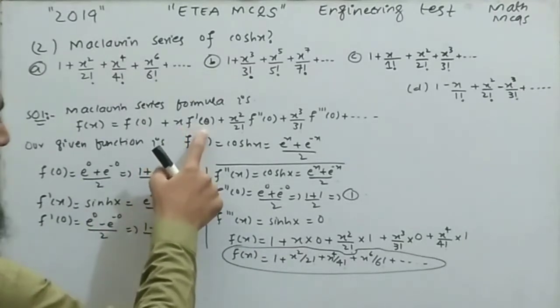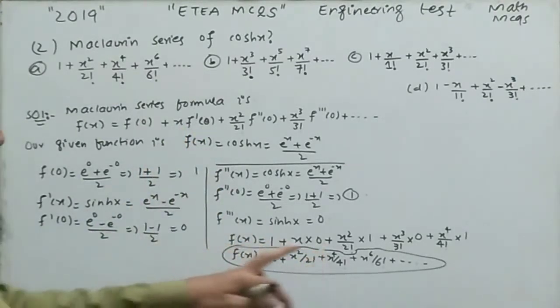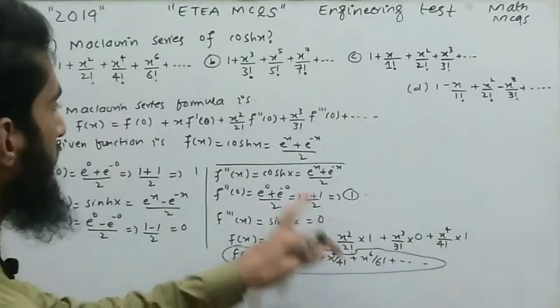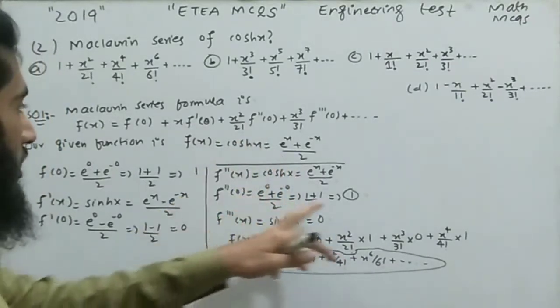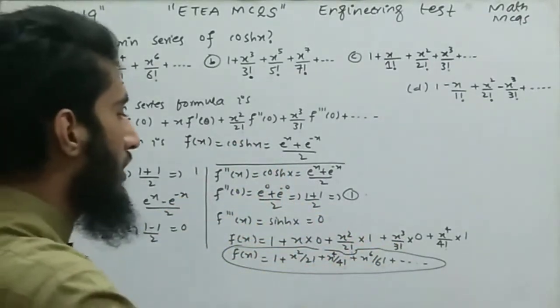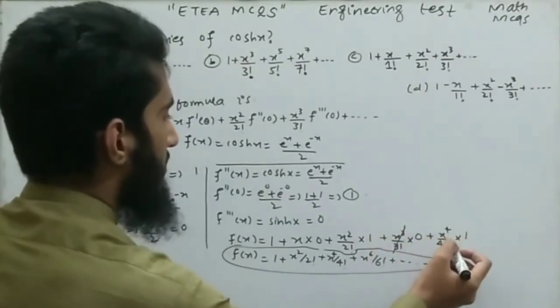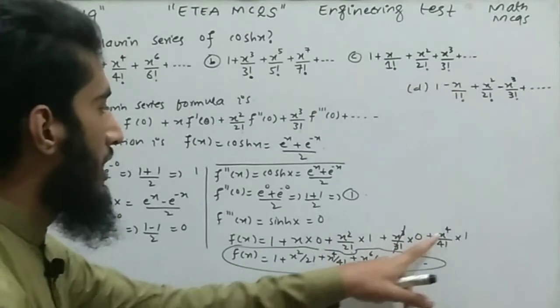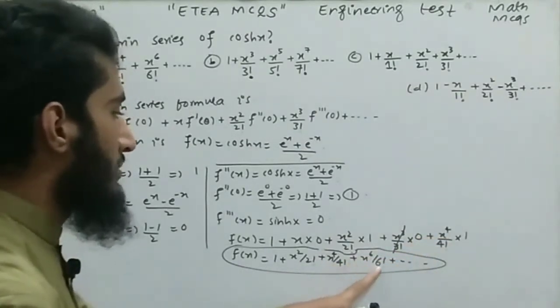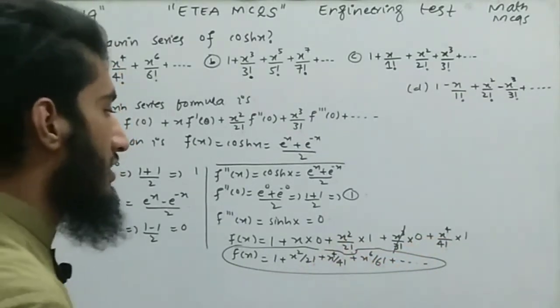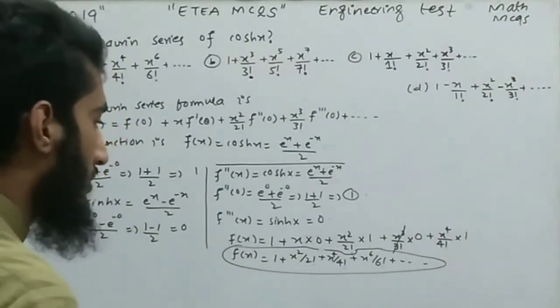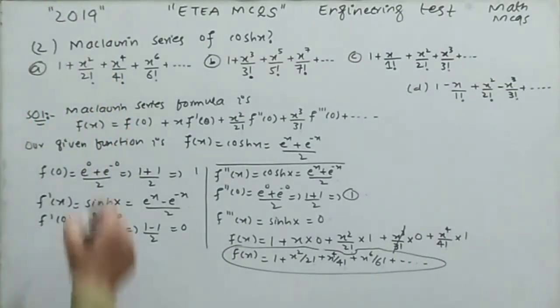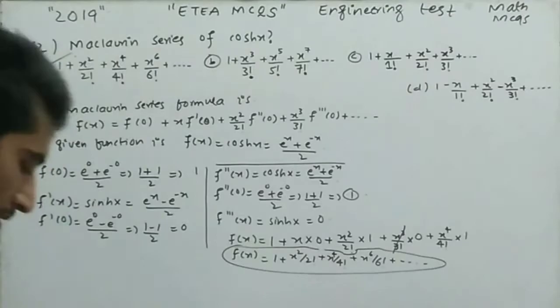After this, x into f prime of 0. So f prime of 0 is equal to 0, so put 0, plus x square by 2 factorial into f double prime of 0, which is equal to 1. After this, the term will again be 0, and this will give us x power 4 by 4 factorial. So the series will be just like this: 1 plus x square by 2 factorial, x power 4 by 4 factorial, x power 6 by 6 factorial. So this is actually the Maclaurin series expansion for cos hyperbolic x. So the correct option for this MCQ is option number A.